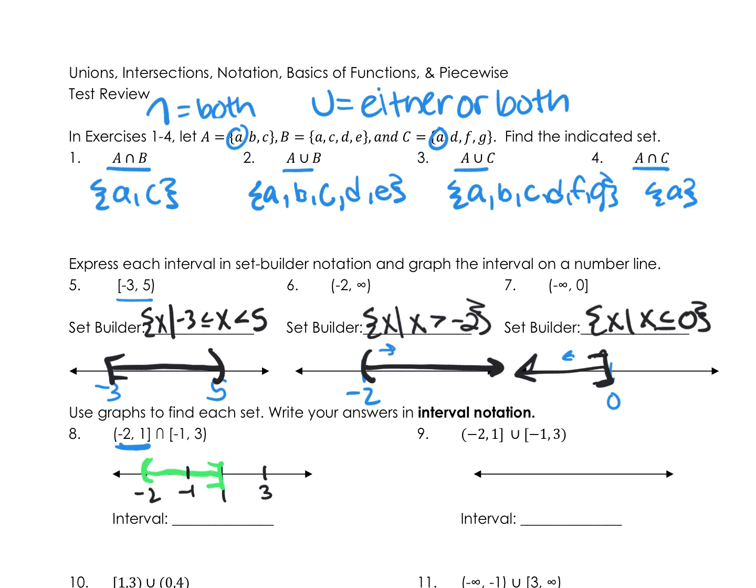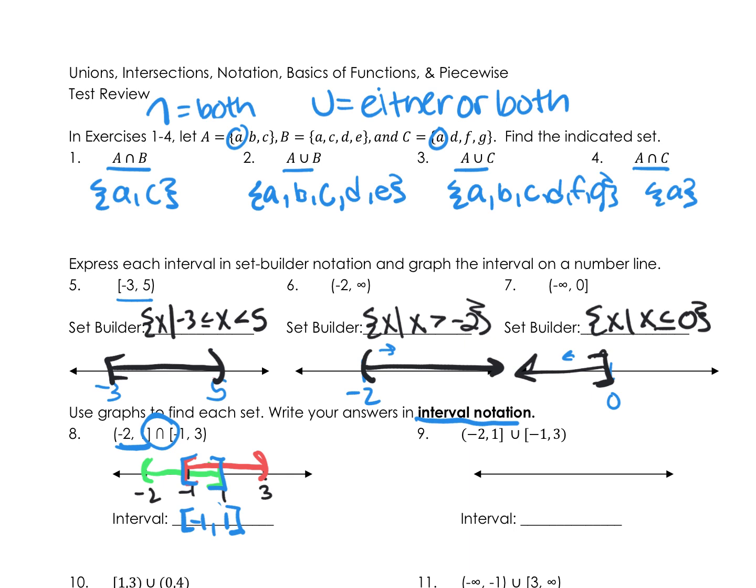And let's draw this one in red. So this will be from -1 all the way to 3, open at 3. And now since we're looking for an intersection, we're looking for where they overlap. So where both of the sets are, and that's all this space right here in the middle. So where they overlap is from -1 to 1. We want to write this in interval notation. So this is all the numbers between -1 and 1 are in both sets, including -1 because that's a bracket, and including 1 because that's a bracket.